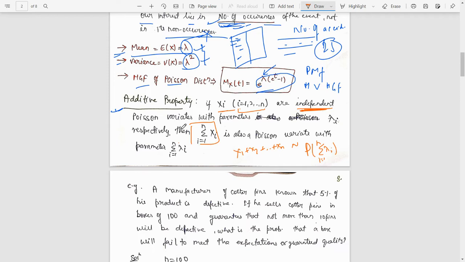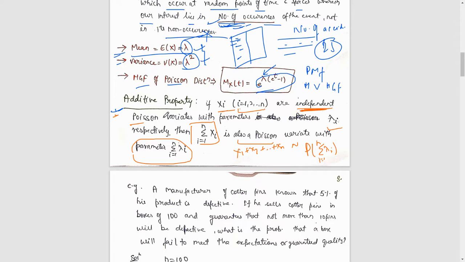So this particular thing is called the additive property of the Poisson distribution. Simply, if we have n independent Poisson random variables with their parameters as lambda i, then their summation is also going to follow a Poisson distribution with the parameter sigma lambda i. Okay, so this is just an additive property that you need to understand.